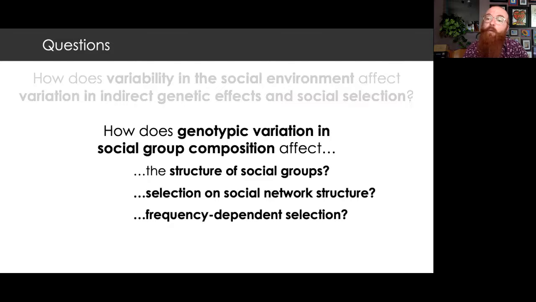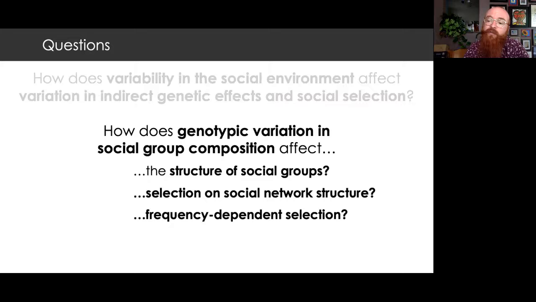More specifically, we asked how genotypic variation in social group composition affected the structure of social groups using social network analysis, how genotypic variation in social group composition affects selection on network structure, as well as how a specific type of context-dependent selection, being frequency-dependent selection, varies depending on the genotypic composition of social groups.